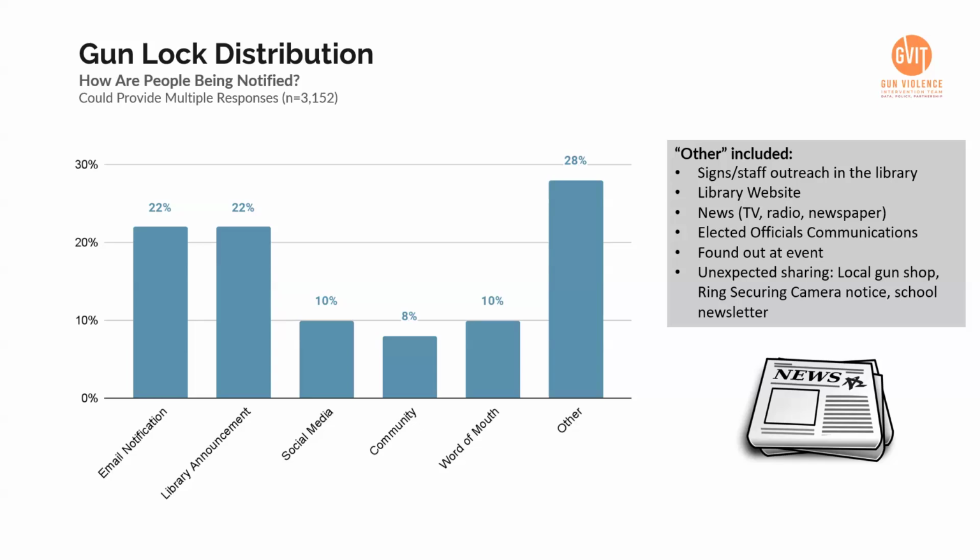So we had ginormous signs in the library, 22 by 28, and that was something customers reported, or also outreach events. It's a huge way that we reach customers in the community and share resources about a variety of things. Library website, and some unexpected local sharing. Local gun shop, Ring security camera was also something we found interesting, that there was a notice that went out to the community that way and customers shared that as well. And also our school partners with Anne Arundel County Public Schools shared resources and updates about this resource with their community. Next slide, please.